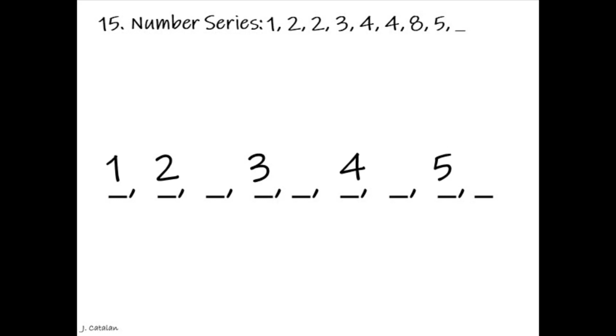1 multiplied by 2 is equal to 2. 2 multiplied by 2 is equal to 4. 4 multiplied by 2 is equal to 8. 8 multiplied by 2 is equal to 16. 16 is the unknown number in the series.